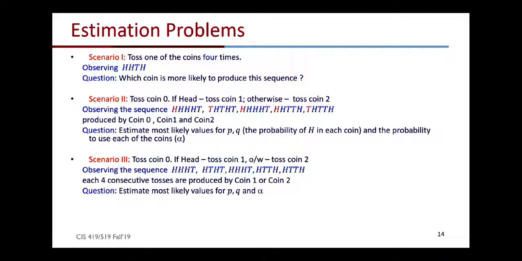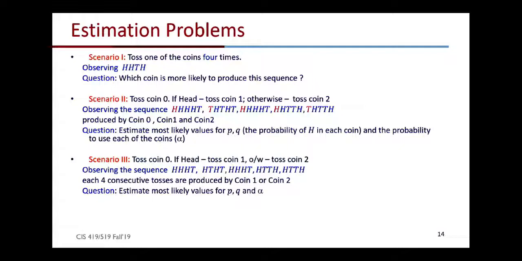The second scenario is more interesting. First of all, I toss my coin 0. Depending on its value, I'm choosing either coin 1 and toss it 4 times, or coin 2 and toss it 4 times. And then I repeat. Toss coin 0, depending on the value, I'm tossing 4 times one of the coins. And this is what we get here. This is scenario 2. And again, it's easy for you to see that you can estimate the parameters, both the alpha, which is coin 0, and the P and the Qs.